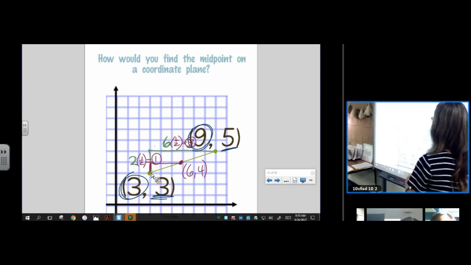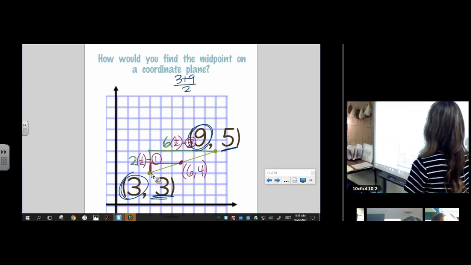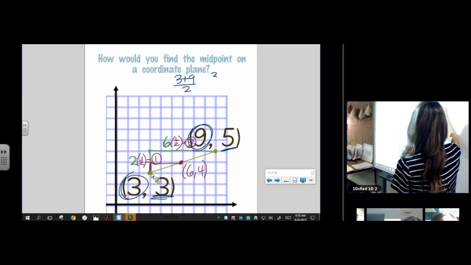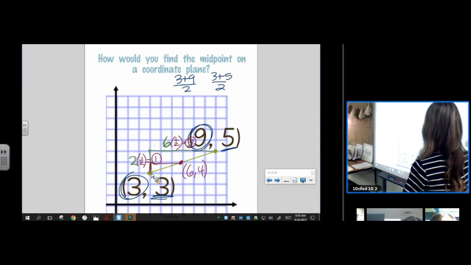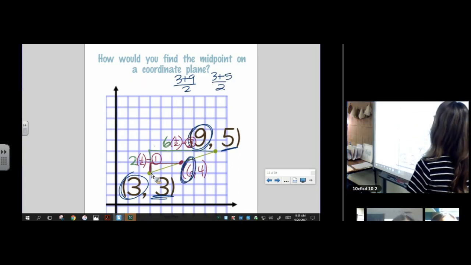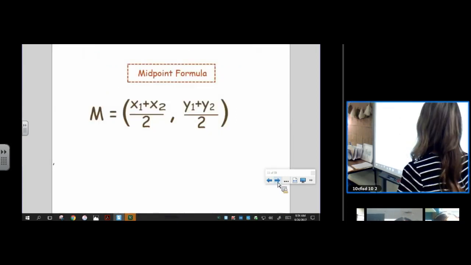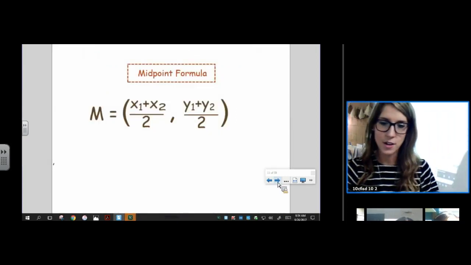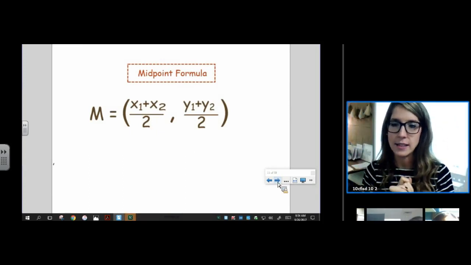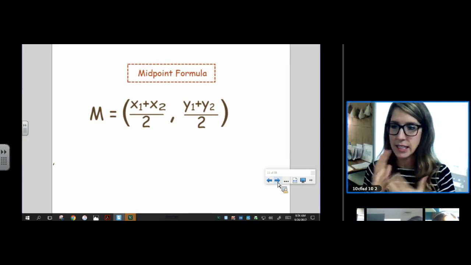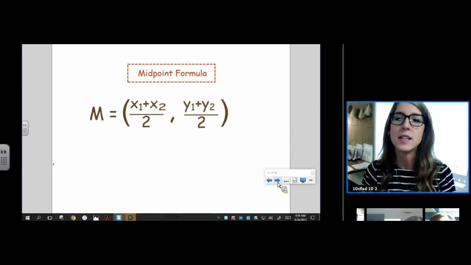So we're going to do the same thing we did last time. Add the x's and divide by 2. And then we're going to do it to the y's. Add the y values and divide by 2. 3 plus 9 divided by 2, 6. 3 plus 5, 8 divided by 2, 4. And that is the midpoint formula. Write it down in your notes. So you find the average of the x's, the average of the y's. Add the x's and divide by 2. Add the y's and divide by 2.